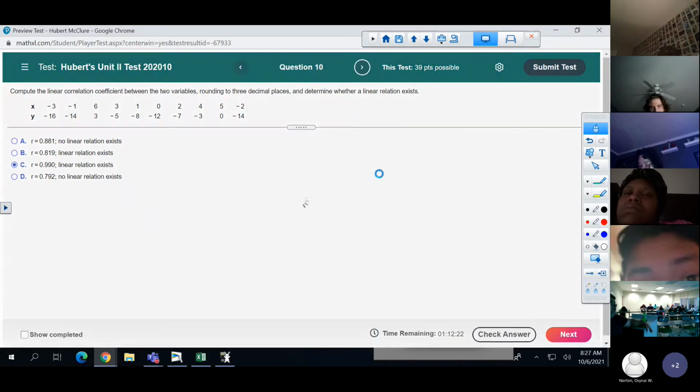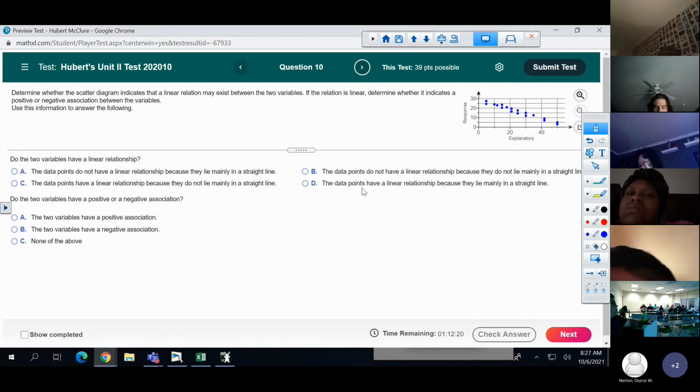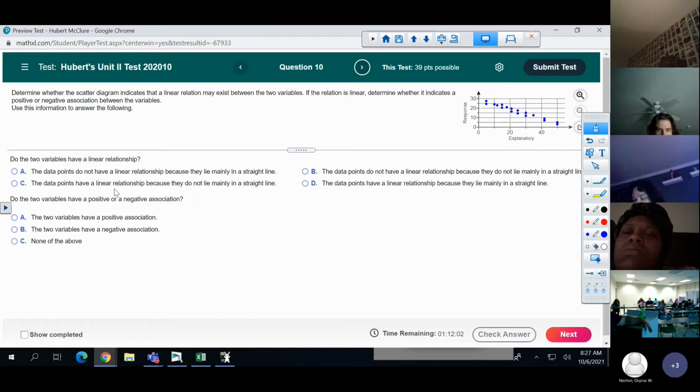Next. Now I've gone over 2 of those. I'm not going to go over another one unless it asks something different, because it just takes up time in class. All right, does a linear relationship exist? Yes or no? Okay, so wherever it says data points have a relationship, it's either Charlie or Delta. I think it's Delta. And what kind of relationship is this? Negative, because it has a negative slope.